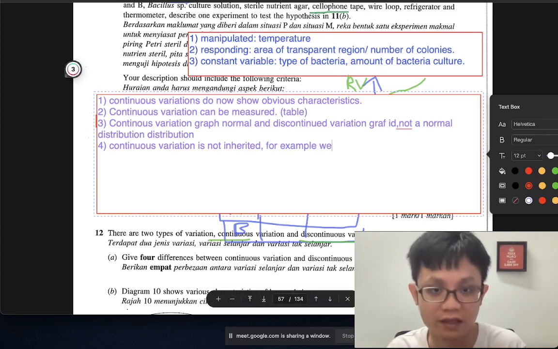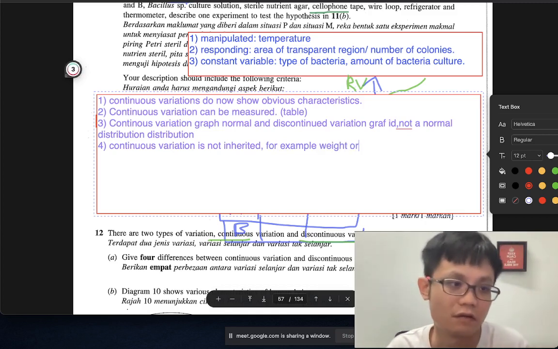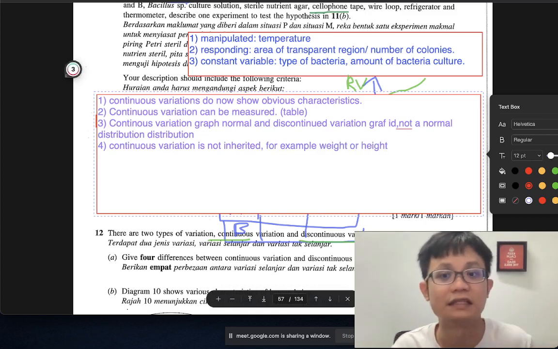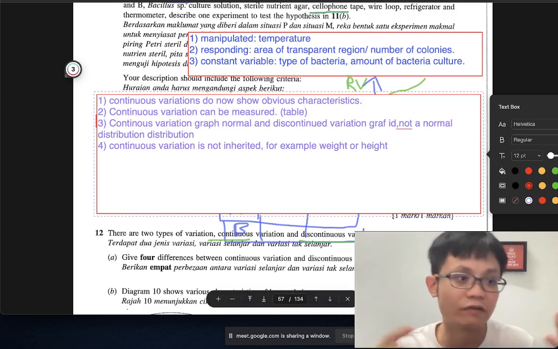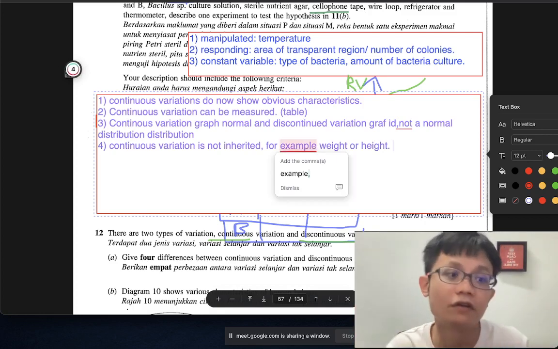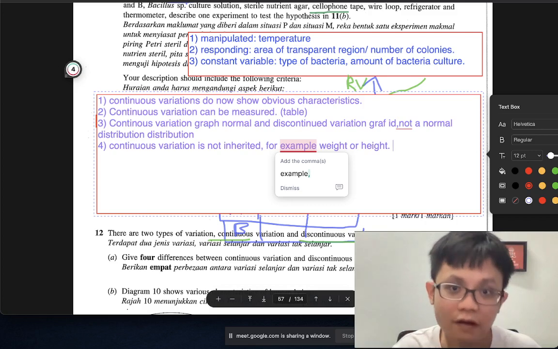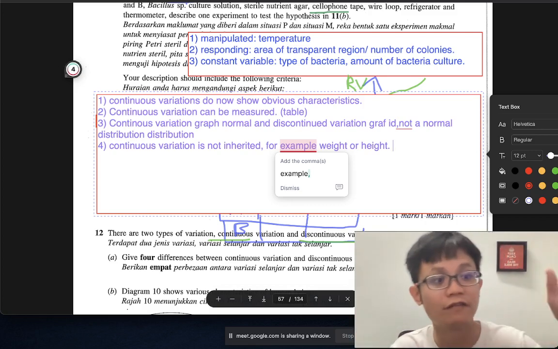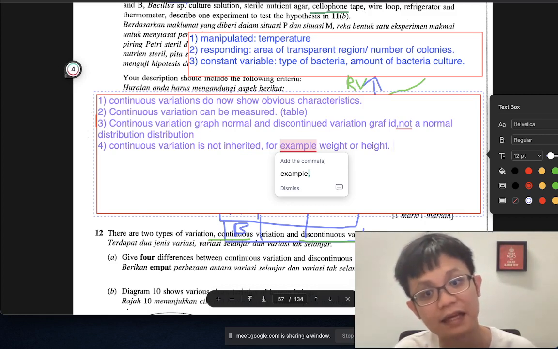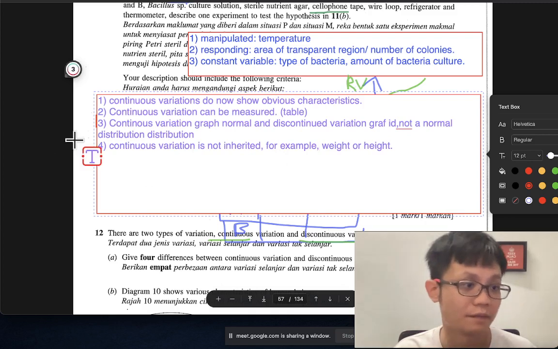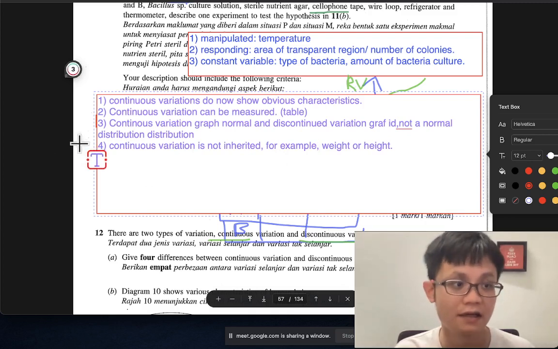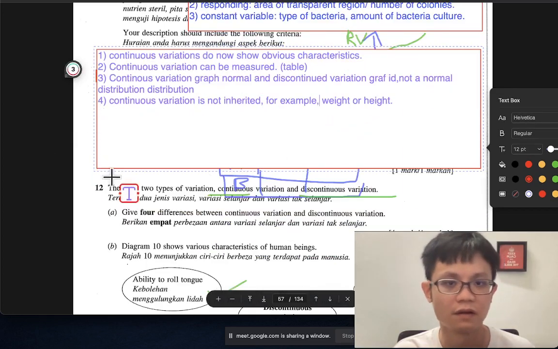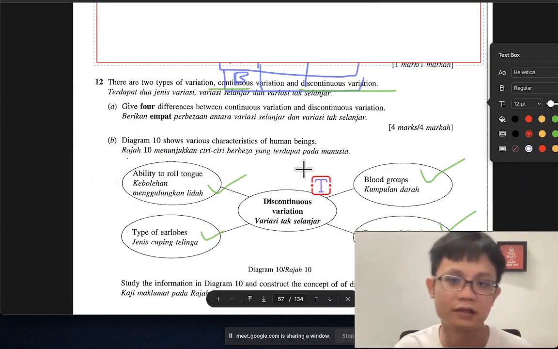Weight, or height. Yeah, very good. So it is not inherited. Usually all people grow and will become taller, and usually all people will become heavier. So it is a bell curve that we can see how the distribution is, and for the blood group we cannot see the bell or the thing that we want to see.